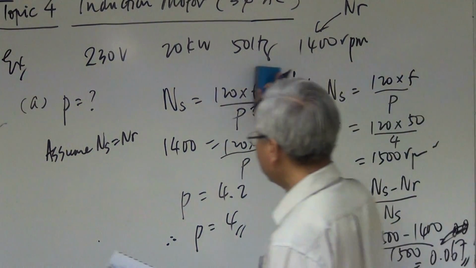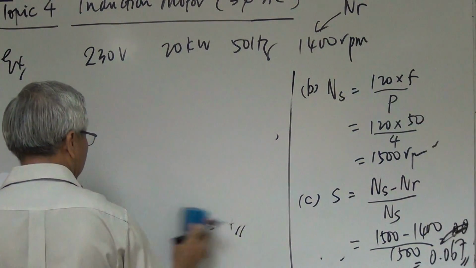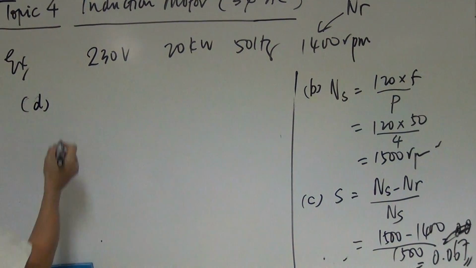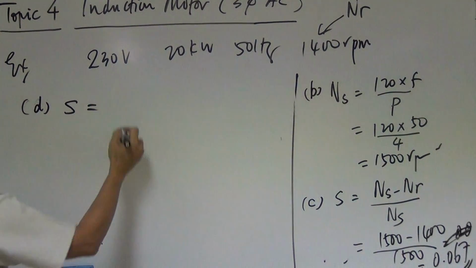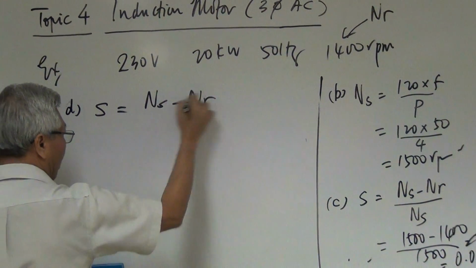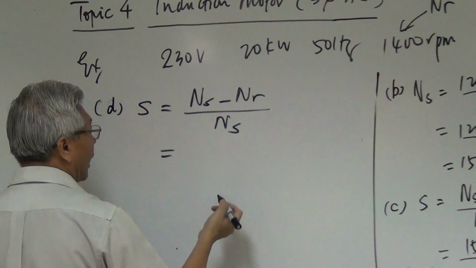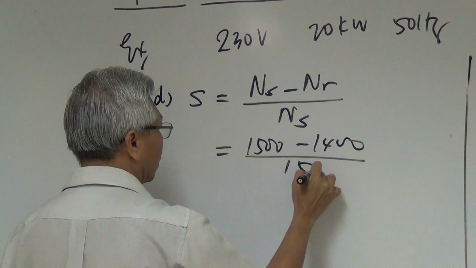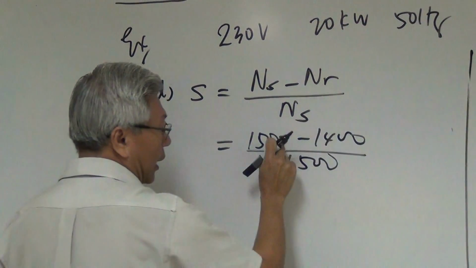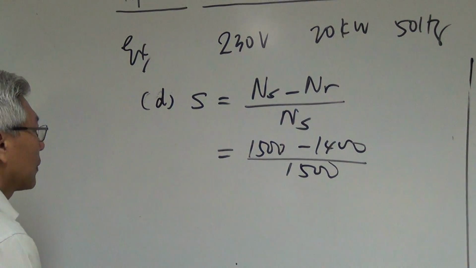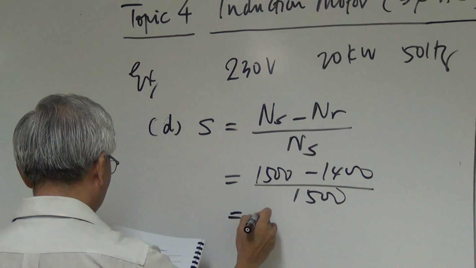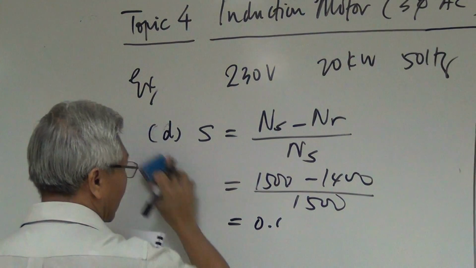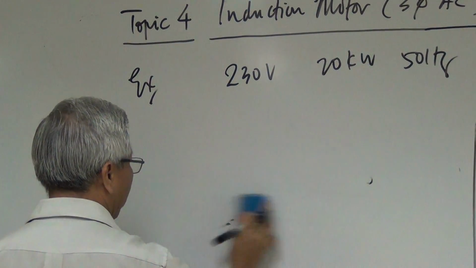Part D. Find the slip at full load. Slip, what's the formula? Ns minus Nr over Ns. Ns is 1500, Nr is 1400. Oh no, slip is calculated already. Oh, I'm repeating. I'm sorry. Part C is done. Now part D.